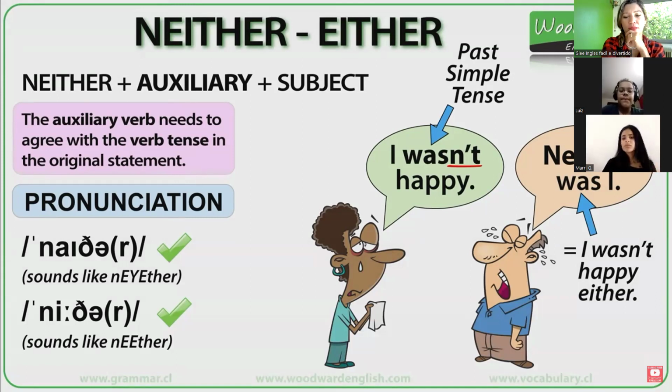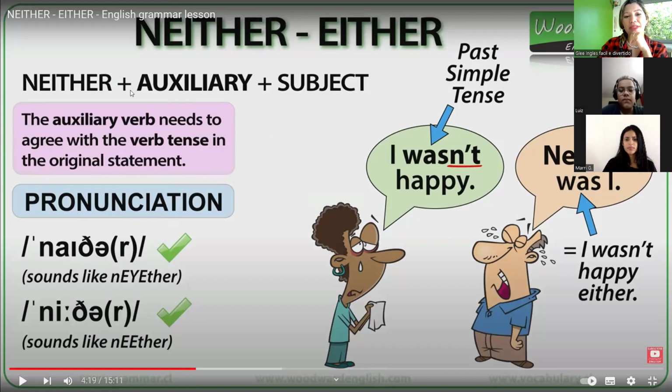Now, these sentences have used to be in the present simple. Aqui ele falou auxiliary, mas aqui no caso a gente usa o verbo to be, né? I am, you are, he is, she is, I was, she was, it was. Mas a gente também tem os auxiliares, can, do, may, might, né? Então sempre vai ser neither, verbo ou auxiliar e depois o sujeito. No caso aqui a gente usou o verbo to be, né? Neither was I. I wasn't happy either.